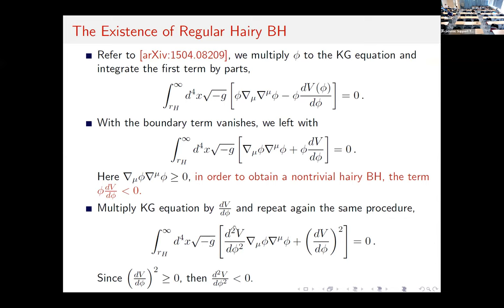If the boundary term vanishes, you will get the following term in the bracket, and obviously this term is greater than zero, and this term is also greater or equal to zero. Then, if you want to make this non-trivial, the second derivative of the potential with respect to phi has to be less than zero. So these two conditions show that the potential must possess at least one local maximum.